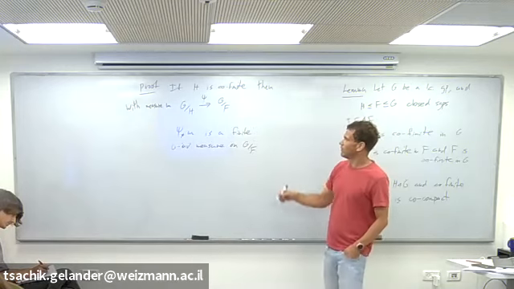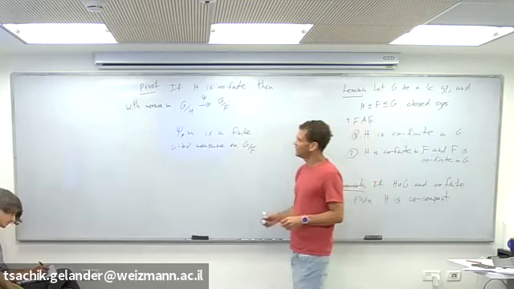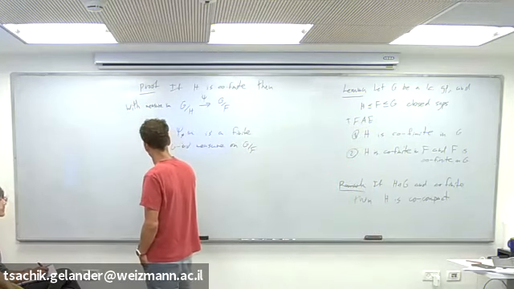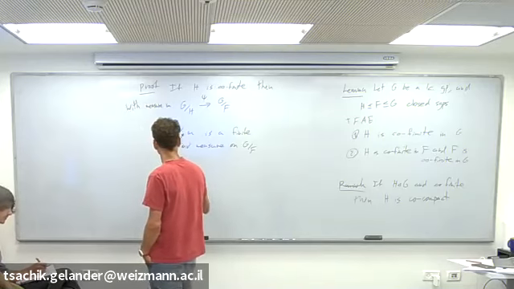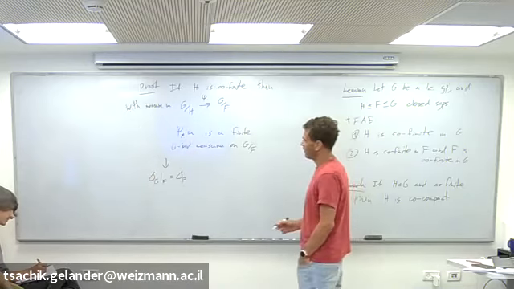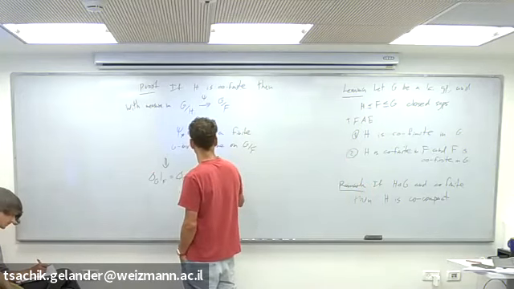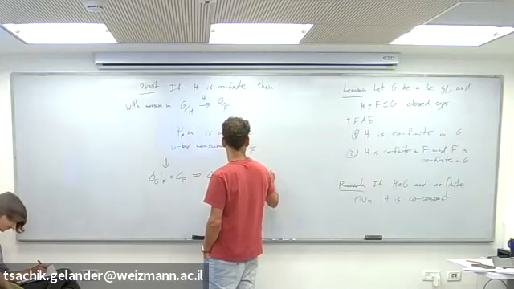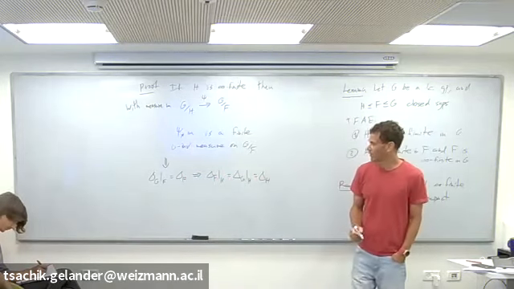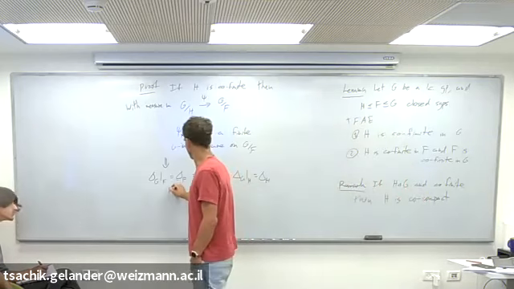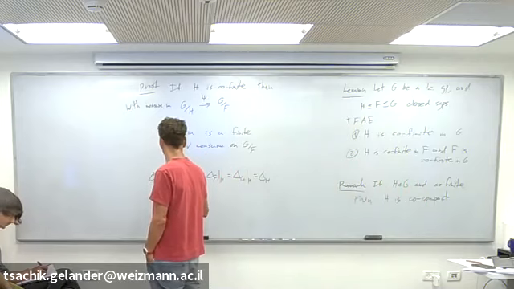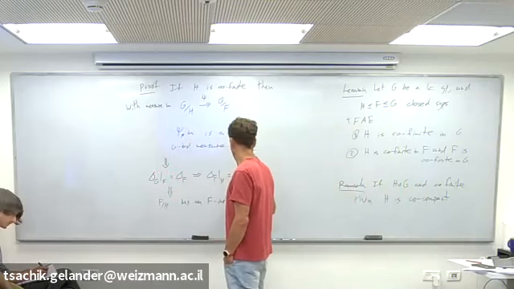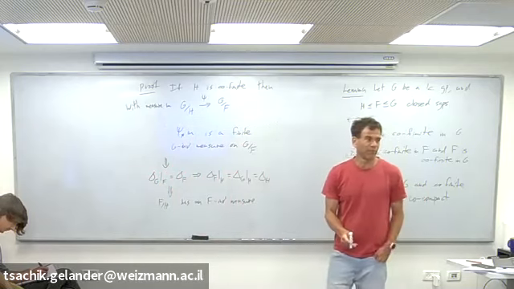Now, if F is cofinite, then this implies that delta of G restricted to F is delta of F, which implies that delta of F restricted to H is delta of G restricted to H, which is delta of H. So this implies that F mod H has an F-invariant measure. And I claim that it also must be finite.